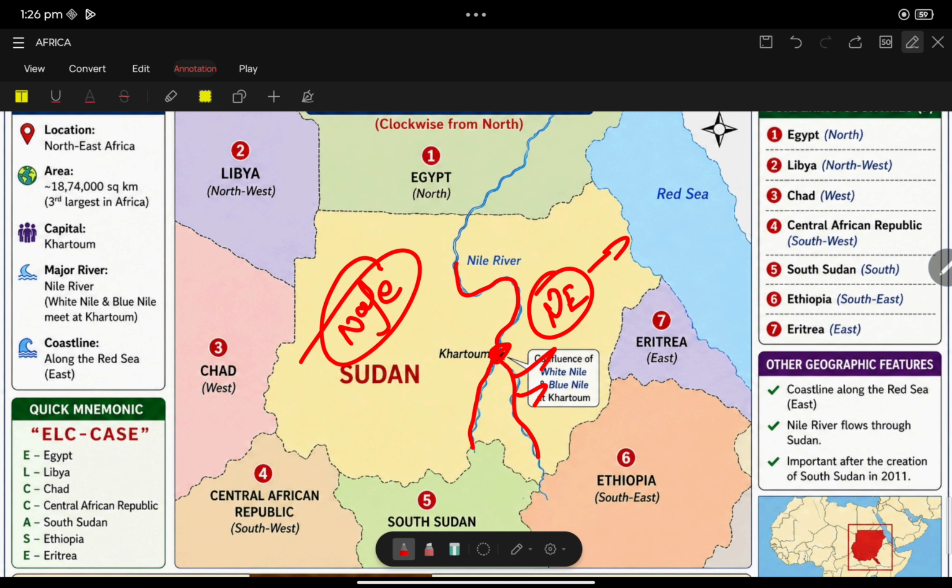Sudan is present north of the equator. Its capital is Khartoum, where the Blue Nile and White Nile merge. So it is known as Khartoum.